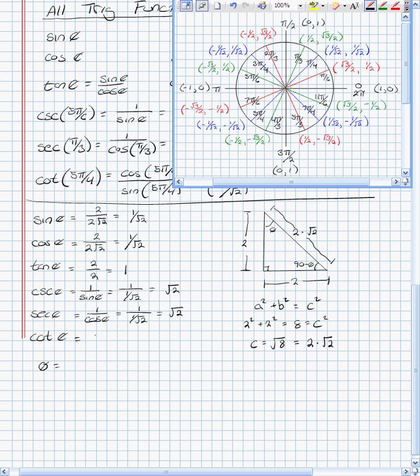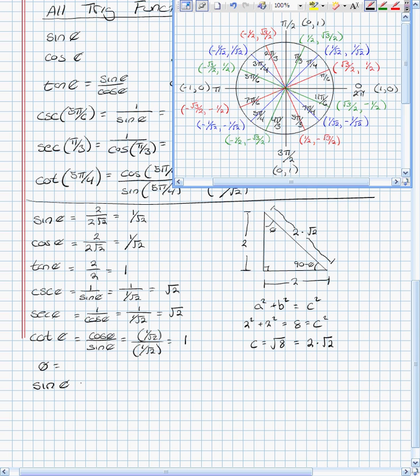Cotangent is simply the cosine of theta over sine theta, which we know is 1 over the square root of 2 over 1 over the square root of 2, which is 1. So we have the answer to our 6 trigonometric functions, and now we need to find the angle theta. So the simplest way to do that is we could choose any one of these functions and match it to the unit circle. So I'm going to choose sine theta.